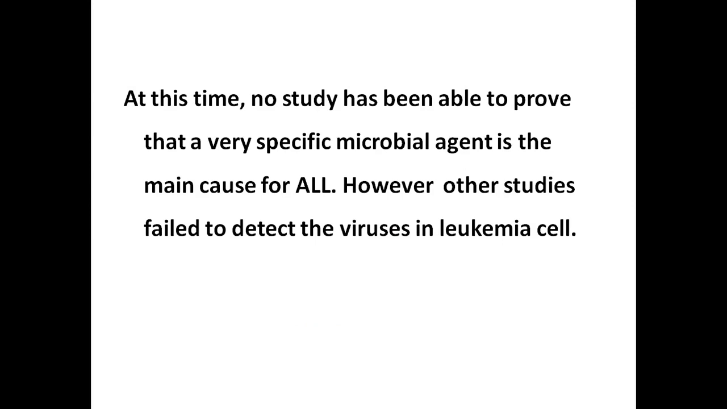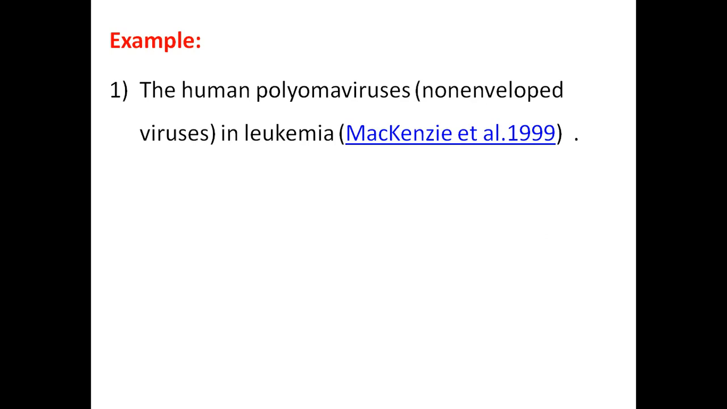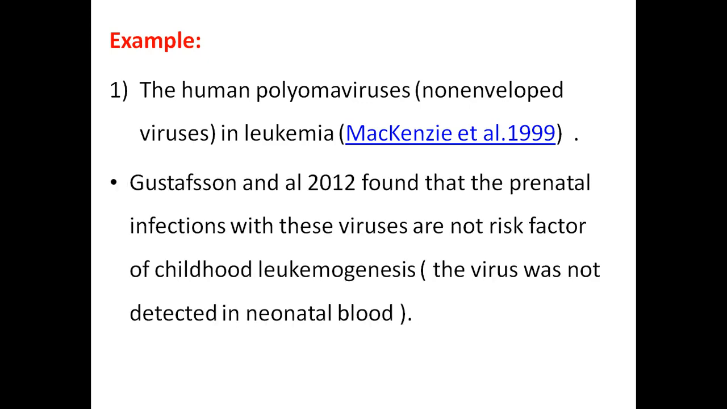At this time, no study has been able to prove that a very specific microbial agent is the main cause of acute lymphoblastic leukemia. Moreover, other studies failed to detect the viruses in leukemic cells. Example: the human polyomaviruses in leukemia. These are non-enveloped viruses. Gustafsson and collaborators in 2012 found that prenatal infections with these viruses are not a risk factor of childhood leukemogenesis. The virus was not detected in neonatal blood.